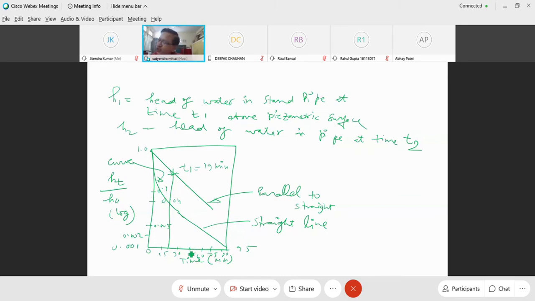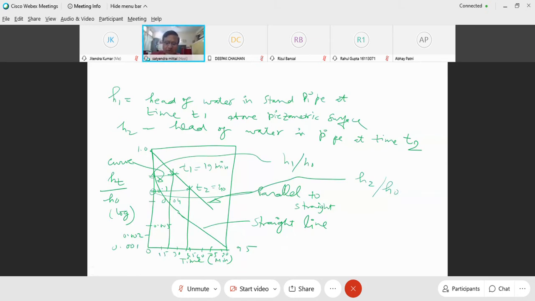Then you randomly choose any point for T2. Say this is T2. It can be anything. It can be say 40 minutes. So for this point will be H1 upon H naught. Corresponding to this will be H2 upon H naught.